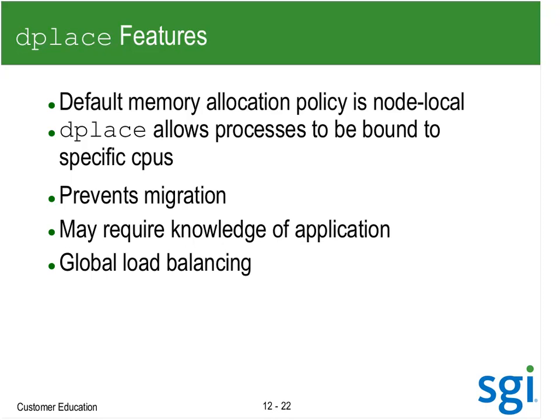Dplace. So this is the big one now. Default memory allocation is node local, where I touch it. Dplace allows a particular thread to get bound to a particular CPU, and we are now stopping migration. So sites are running in a CPU set but not using dplace, and then they're flipping around, and the load balancer is moving, thrashing them around in the CPU set. And even at the last site, I was seeing cases where I had three or four worker threads on the same CPU. Now, dplace requires knowledge of the application.